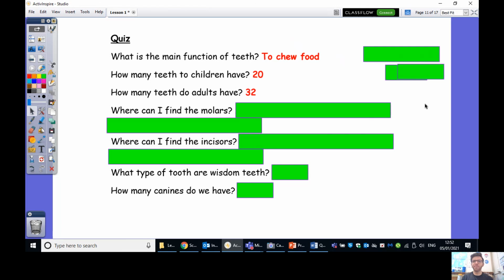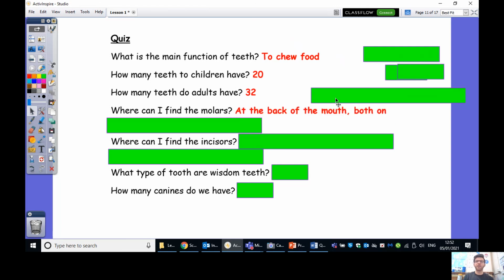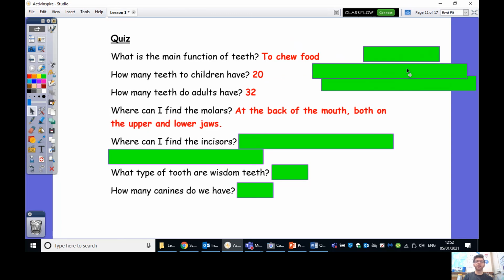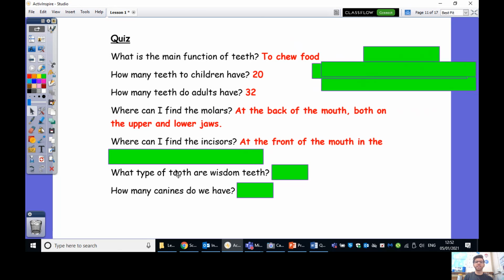Where in your mouth can you find the molars? So I hope none of you wrote in my mouth. Where can you find the molars? So hopefully we got at the back of the mouth, both on the upper and lower jaws. Where can we find the incisors? So they're going to be at the front of the mouth, again in both the upper and lower jaw.